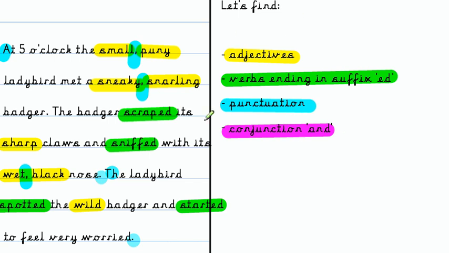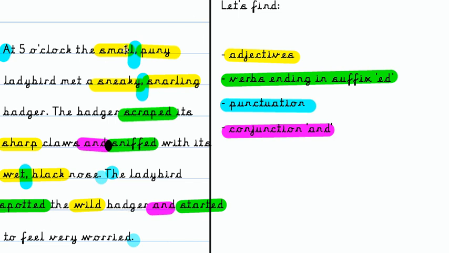Right, last one then, with purple pen, we're looking for the conjunction and. Stop me if you see it. At 5 o'clock, the small, puny ladybird met a sneaky, snarling badger. The badger scraped its sharp claws and... Excellent, well done, Miss Parsons. Sniffed with its wet, black nose. The ladybird spotted the wild badger and started to feel very worried. Excellent, I've got two of those in there.